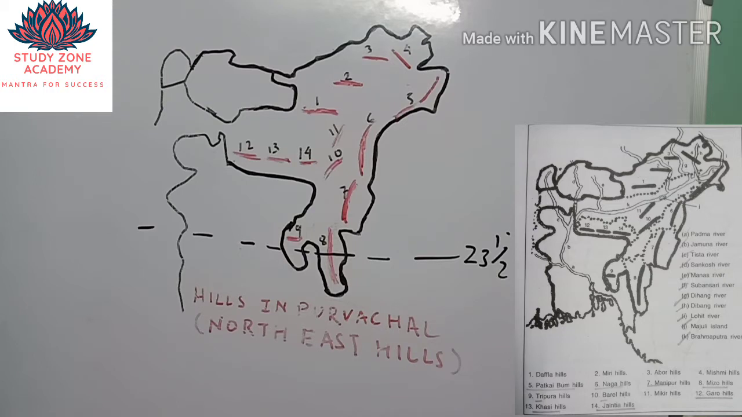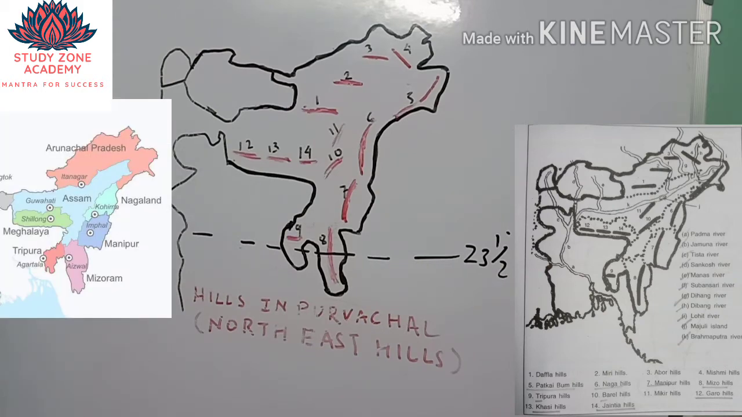Beside this hand drawn map, on the extreme right hand side there's a printed diagram where the names of the hills are given along with the numbers. On the extreme left you can see India's political map. So it'll be easier for you to understand it physically and political wise, and to locate the hills and which state they belong to.